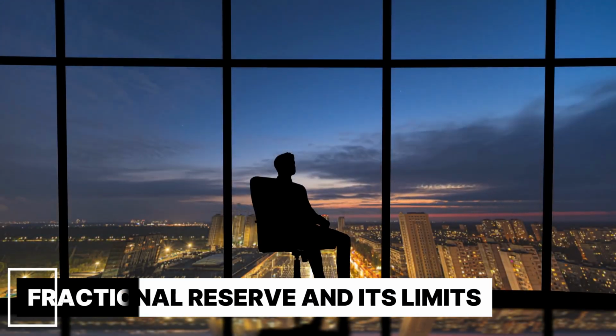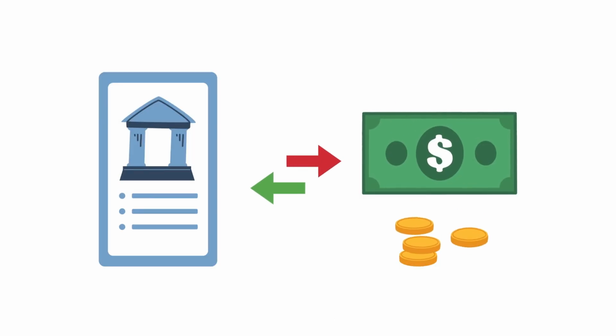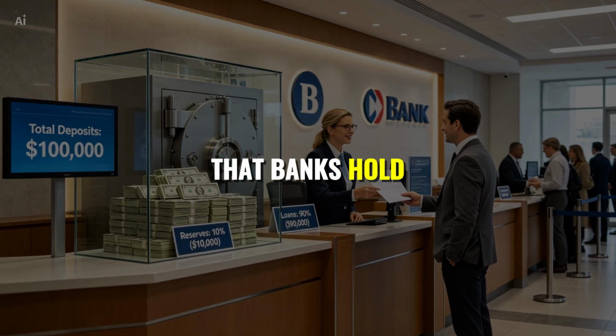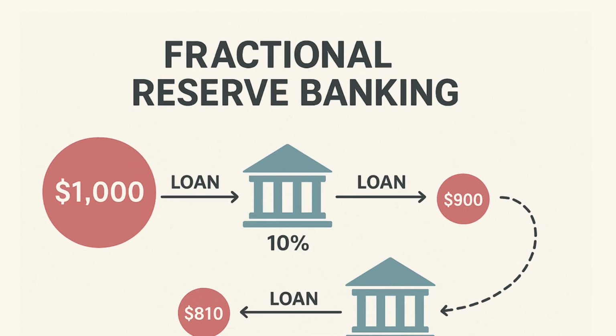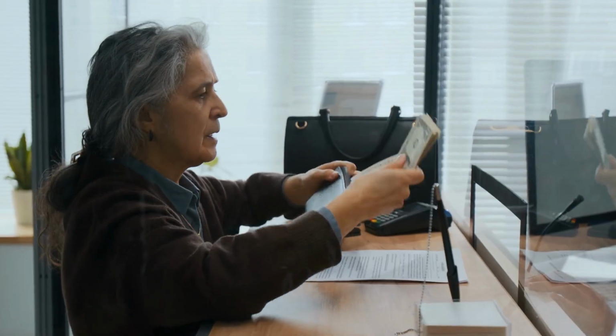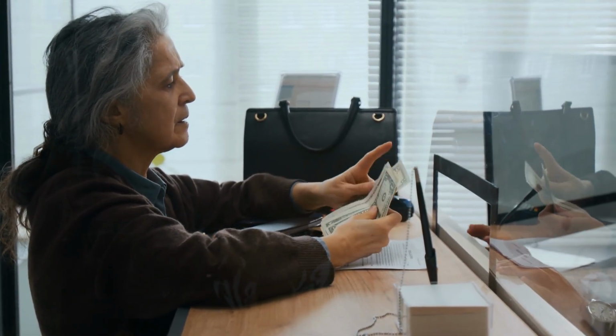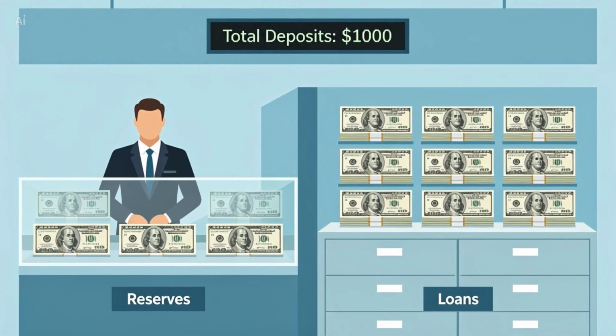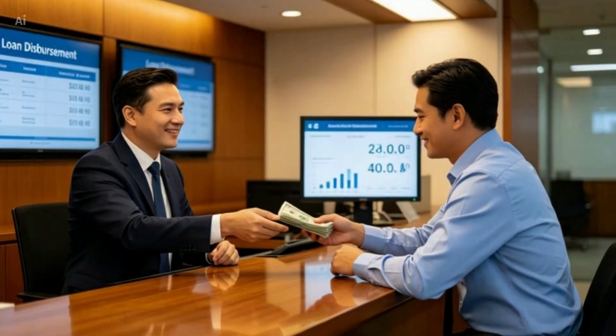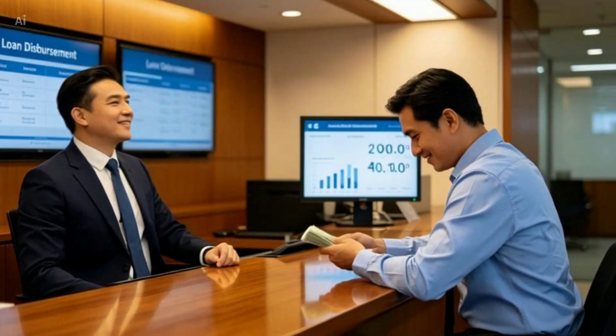Fractional reserve and its limits. The traditional explanation of banking, that banks hold a fraction of deposits in reserve and lend out the rest, is called fractional reserve banking. In its simplified form, it suggests that if 10 people each deposit $1,000, the bank keeps $100 each in reserve and lends out $900, which then gets deposited elsewhere, lent again, and so on.